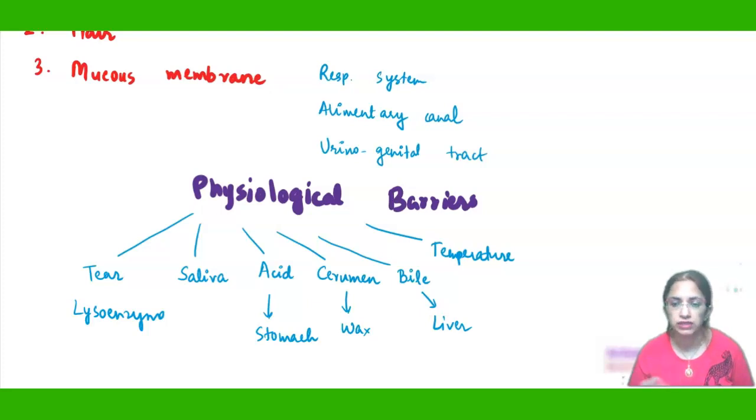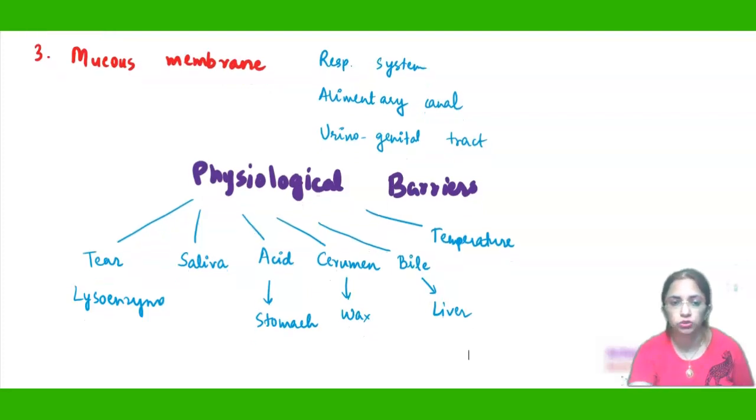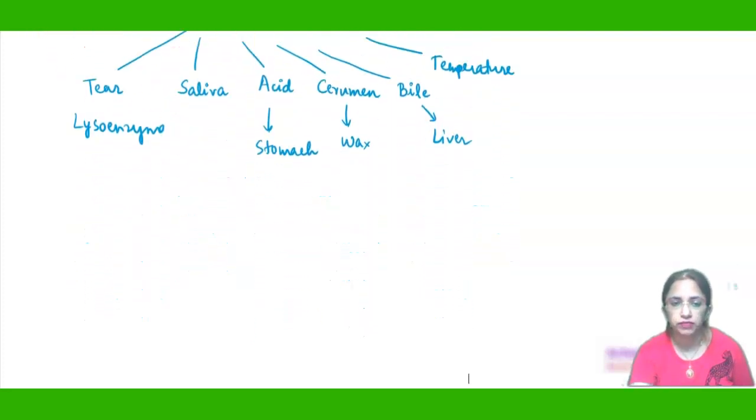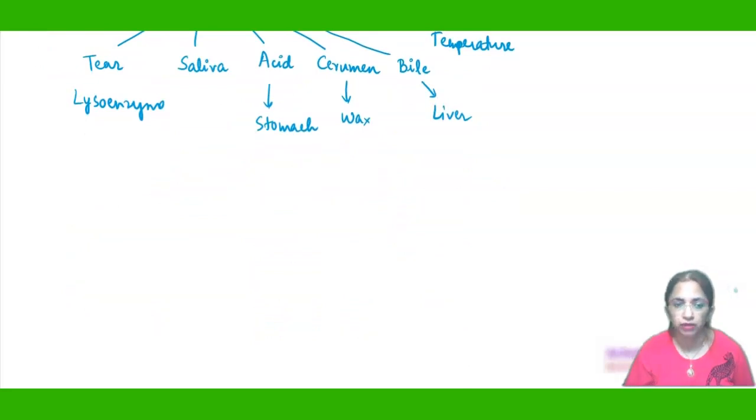So your first line of defense will prevent the entry of the antigen inside your body so that it should not cause infection. But if it has invaded, then we have second line of defense as well, and that includes your phagocytic barriers. Okay, so let's talk about phagocytic barriers.